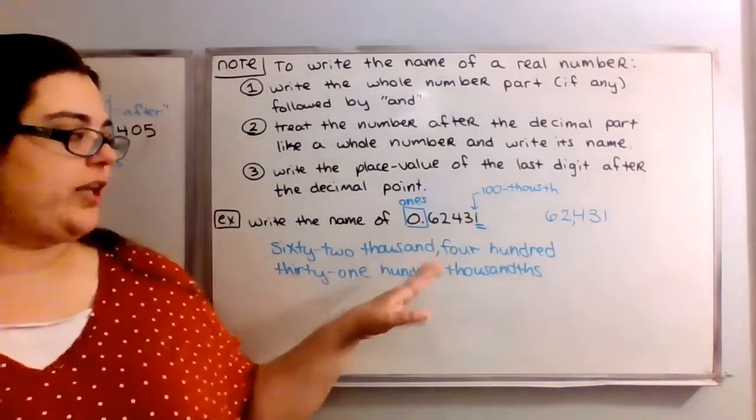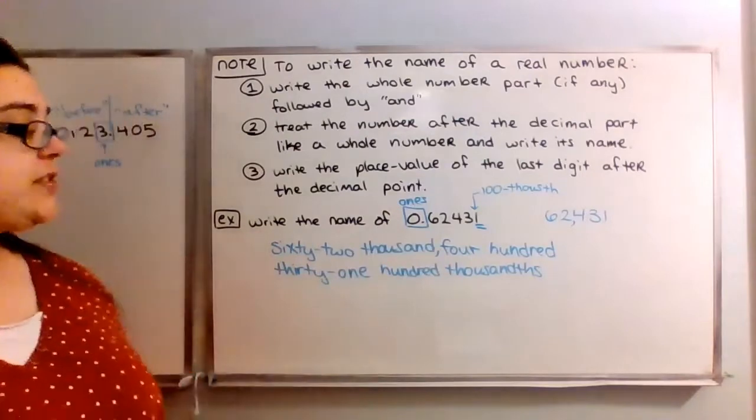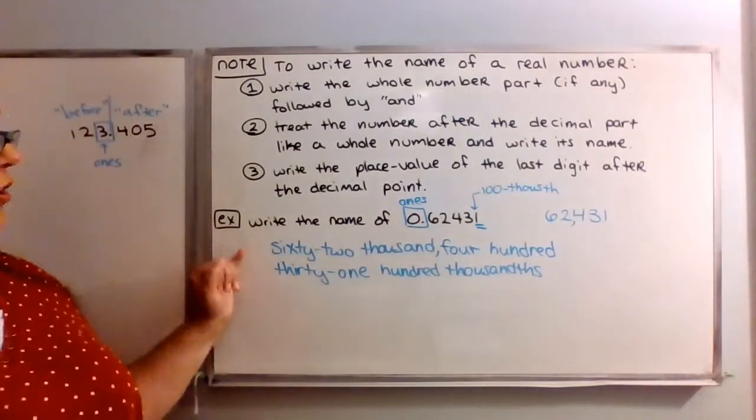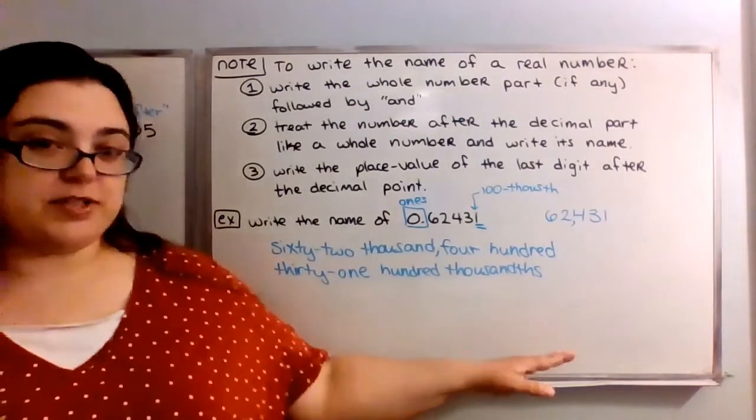So the name of 0.62431 is going to be 62,431 hundred-thousandths.